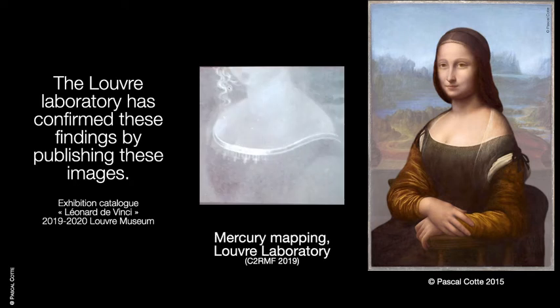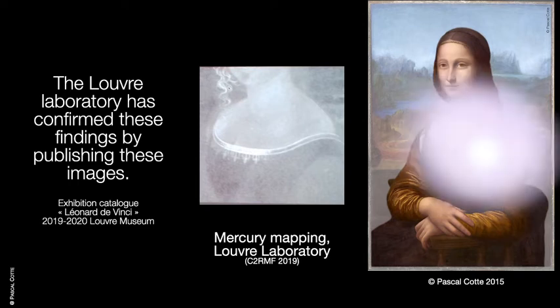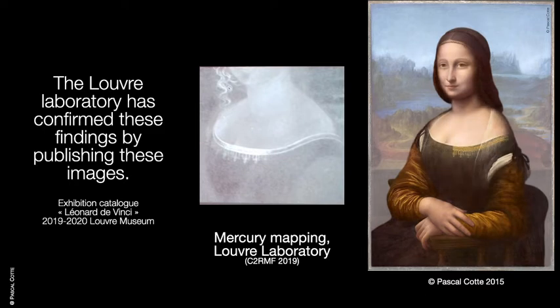With the mercury mapping, the Louvre laboratory will also confirm the discovery of the interlacing embroidery that L.A.M images had already shown in 2015, that goes up to the shoulder.